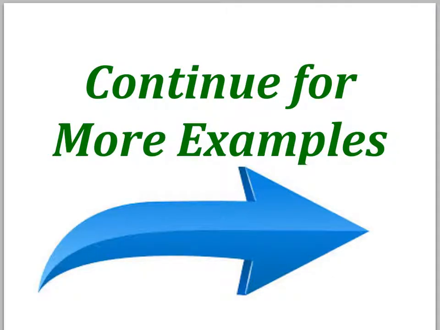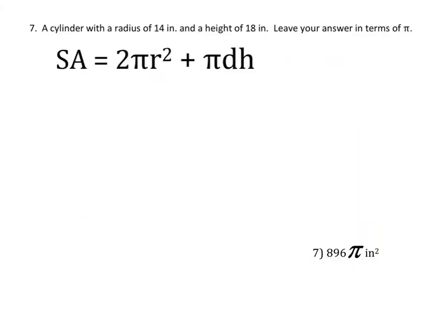Alrighty, so continue from me for another example. Okay, now sometimes I'm not going to give you a pretty picture. I'm just going to tell you stuff. And I always like to draw a picture, to tell you the truth, to go with this. So I know I'm going to have a cylinder, right? Going to look like this. It says I have a radius, so it's halfway across, of 14 inches and a height of 18 inches.